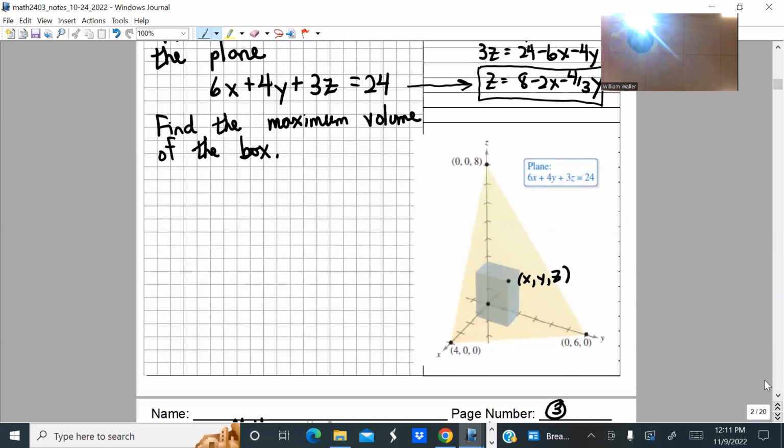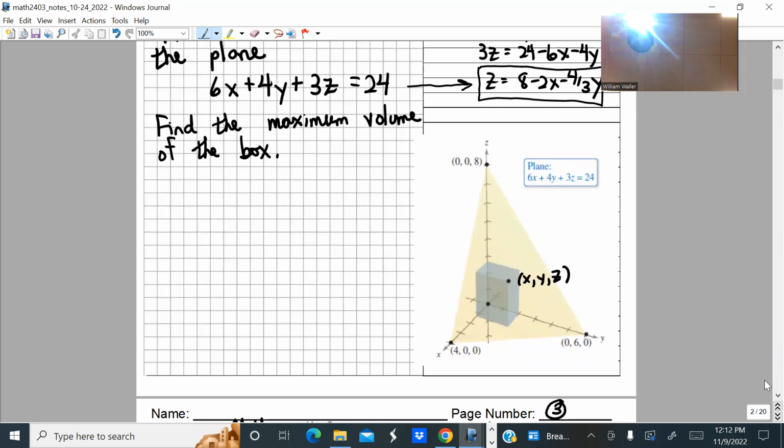So that's this gray box here, and it's resting on the XY plane, right? So the bottom is sitting on the XY plane, and one corner of the box, the diametric corner, is touching this plane. So this yellow surface in the picture is that equation.